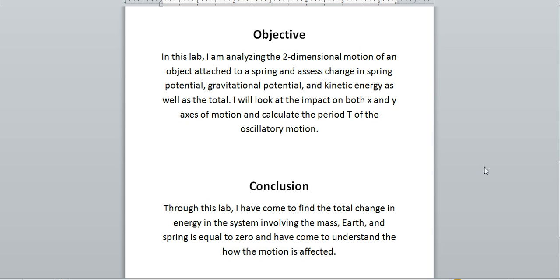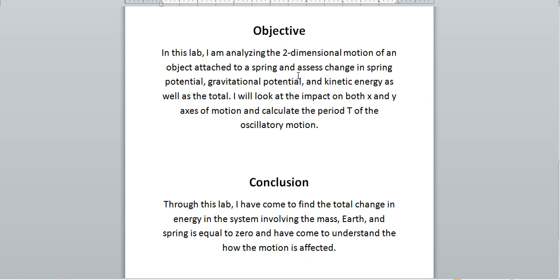My conclusion at the end is that through this lab I have found the total change in energy in the system involving the mass, Earth, and spring to be equal to 0, and I have come to understand how the motion is affected, which I will explain. This all also involves modeling motion through PHYS.